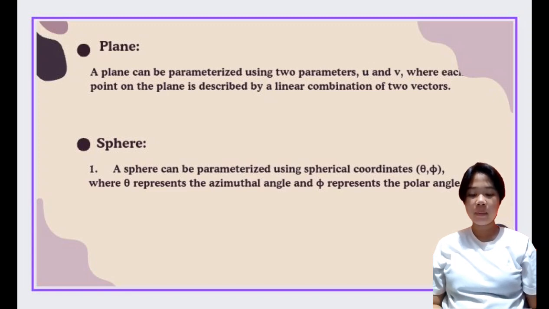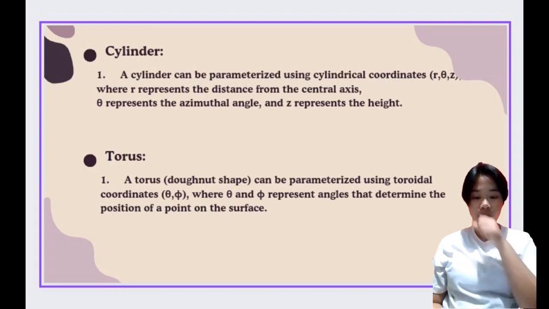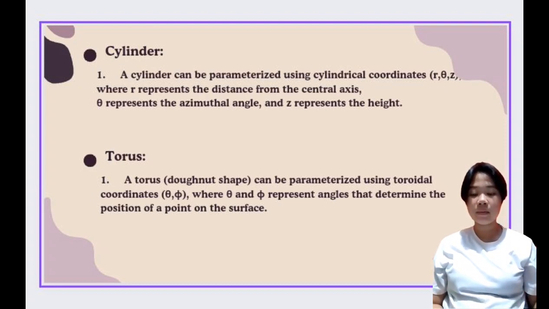Sphere. A sphere can be parameterized using spherical coordinates, where θ represents the azimuthal angle and φ represents the polar angle. Cylinder. A cylinder can be parameterized using cylindrical coordinates, where r represents the distance from the central axis, θ represents the azimuthal angle, and z represents the height. Torus. A torus, a donut shape, can be parameterized using toroidal coordinates, where the parameters represent angles that determine the position of a point on the surface.